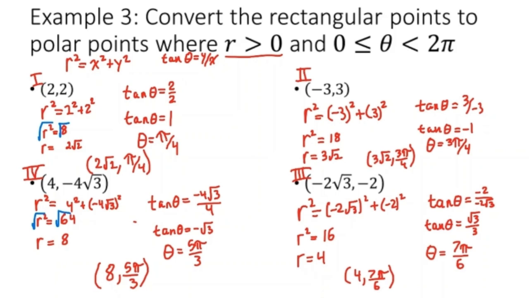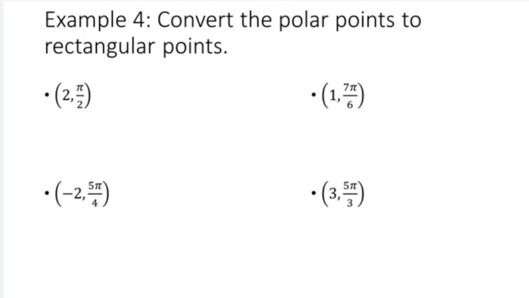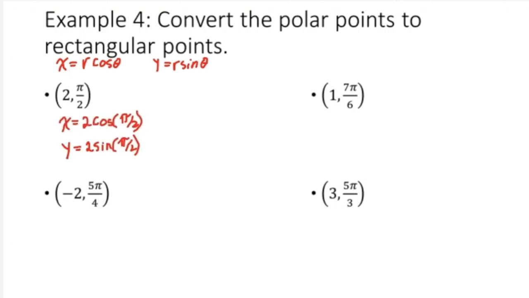Now we're going to convert each of the following points that are in polar form to rectangular. To do this, we're going to use the formulas that x equals r cosine theta and y equals r sine theta. Here r is 2, theta is pi over 2. So x would be 2 cosine pi over 2, y would be 2 sine pi over 2, which means x would be 0 and y would be 2. So in rectangular coordinates, (2, pi over 2) is the same as (0, 2).